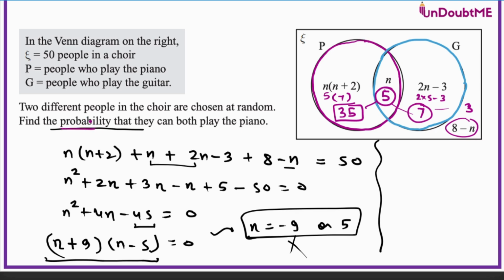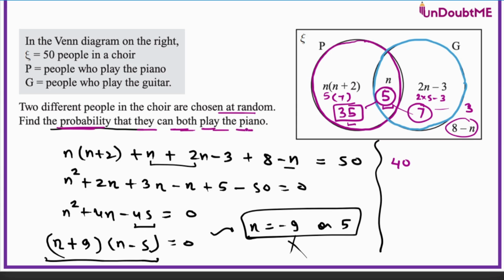Ultimately what they were asking, we can do it now. So 2 different people in the choir are chosen at random. Find the probability that they can both play the piano. Now, they can both play the piano means they can be among the people who can play guitar as well. So if we take the total people who can play piano, that is 35 plus 5, total 40 people. Out of 40, we are selecting 2 people who can play piano.